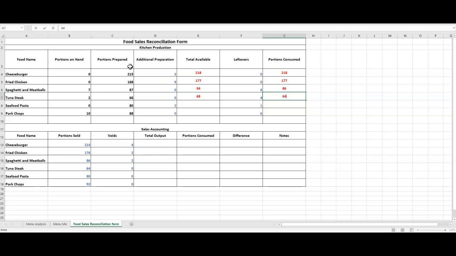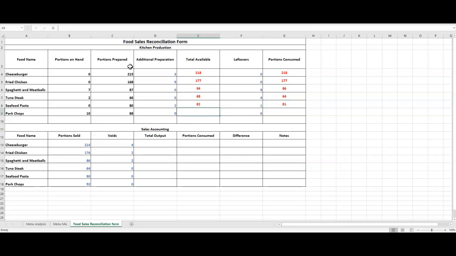So that gives us down to 64 portions consumed. Okay. Seafood pasta, we didn't have any on hand. We prepared 80 and required 2 extra. Okay, so that gave us 82, but then with the 1 left over, sends us down to 81 actual portions consumed.